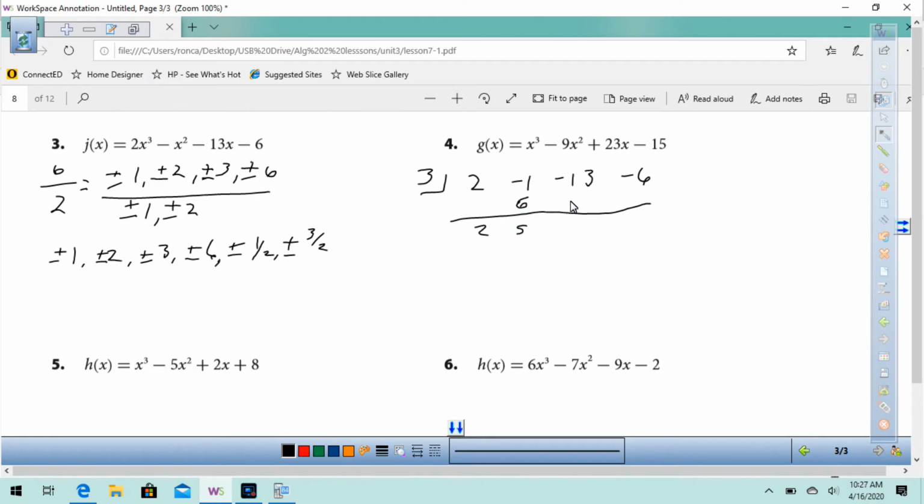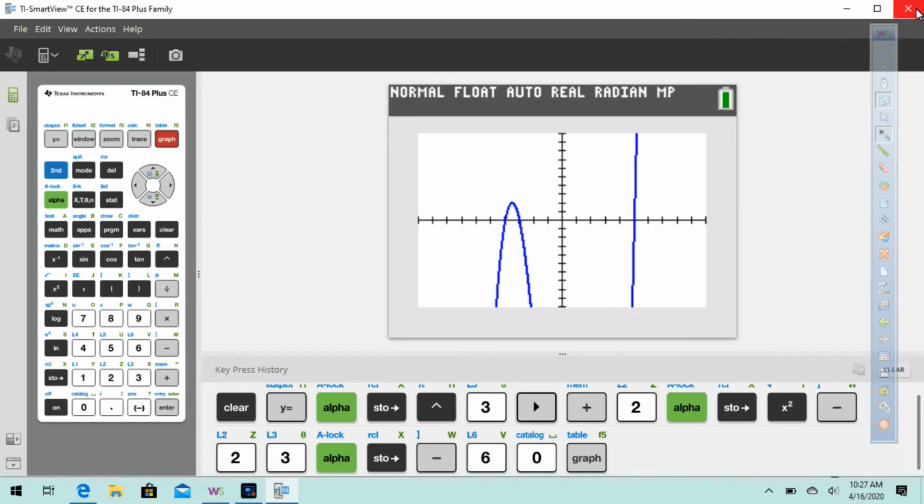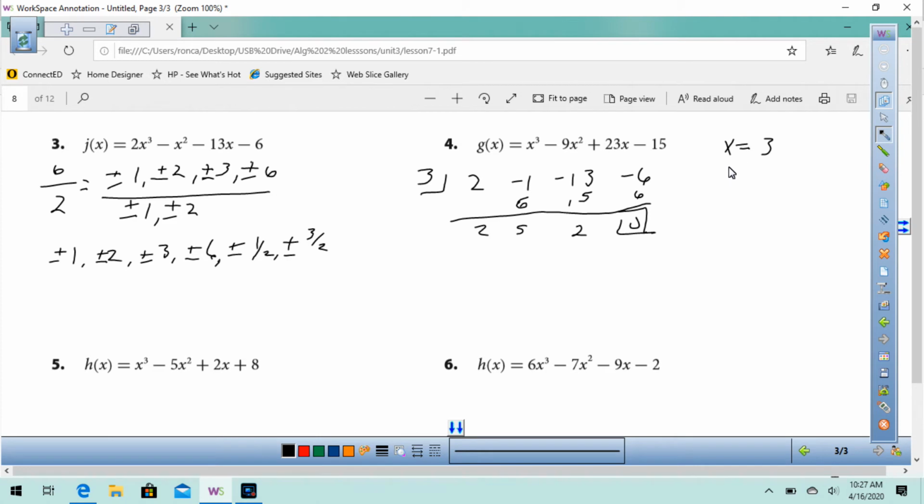3 times 5 is 15. And that's going to give me 2. 3 times 2 is 6. Excellent. I got lucky on the first try. So I got x equals 3. I think this thing just burns up a lot of RAM. So x minus 3 is 1.